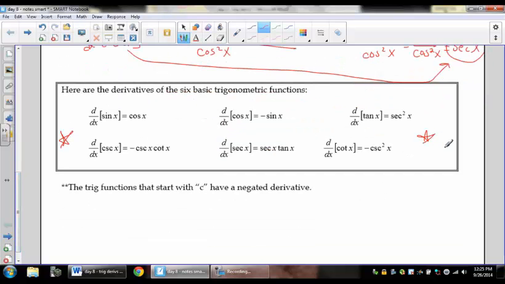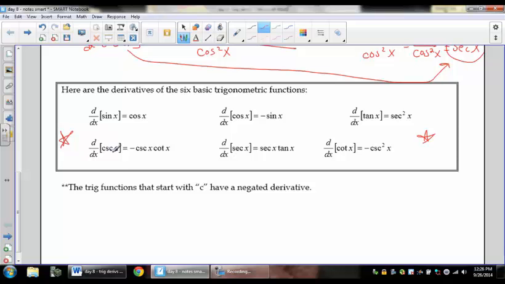You don't need to do anything else, just memorize this chart and everything's fine. The derivative of sine is cosine. The derivative of cosine is negative sine. The derivative of tangent is secant squared. Using quotient rules, we can get to the bottom three as well.